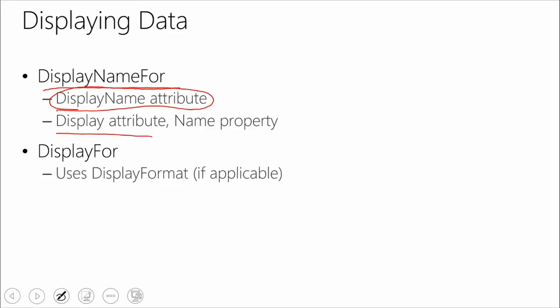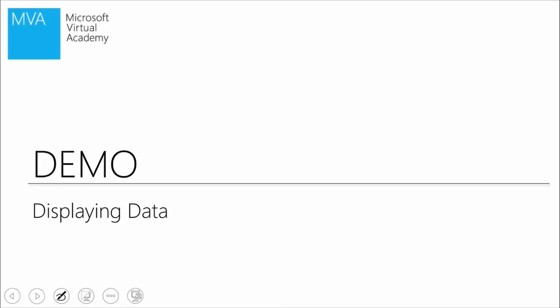Okay. So to display data, you'll notice DisplayNameFor, and that will go grab the display name attribute. Or if you're using the display attribute, the name property. And then DisplayFor, the biggest thing that it will use is the display format. So if I go back to Visual Studio here, and there we go.